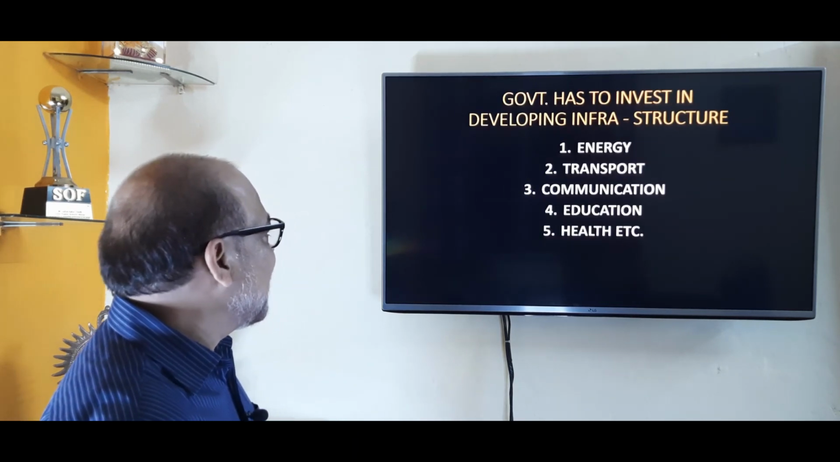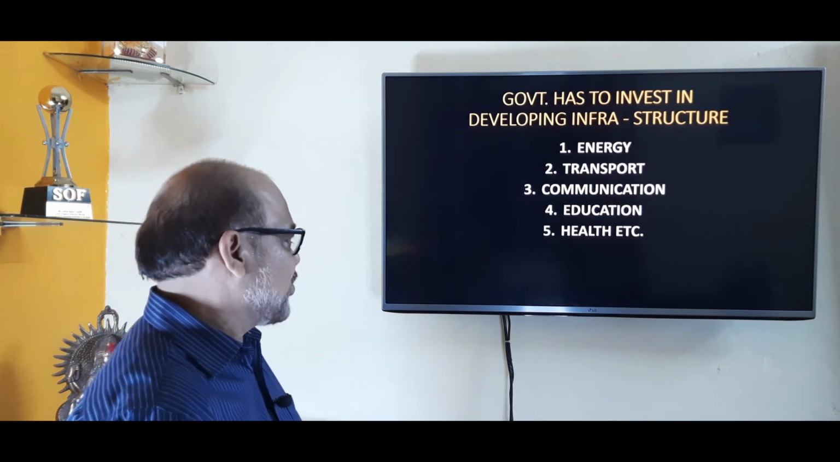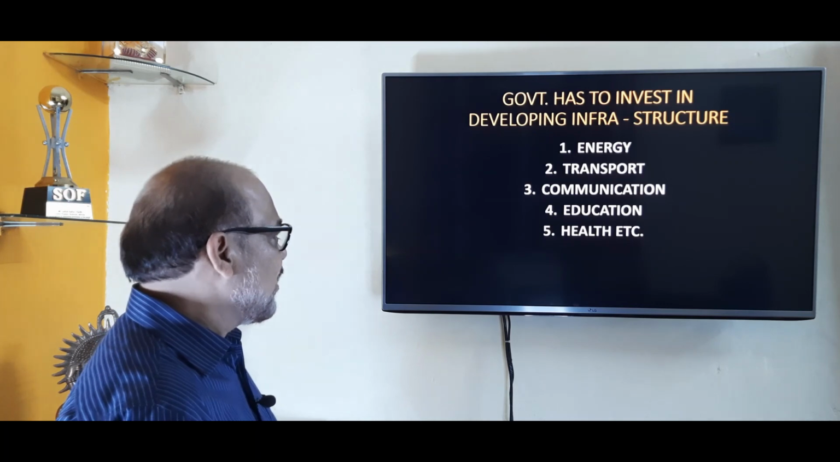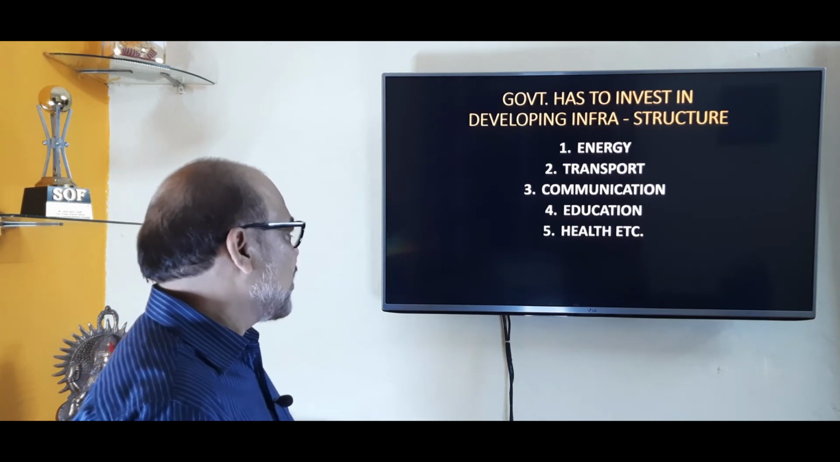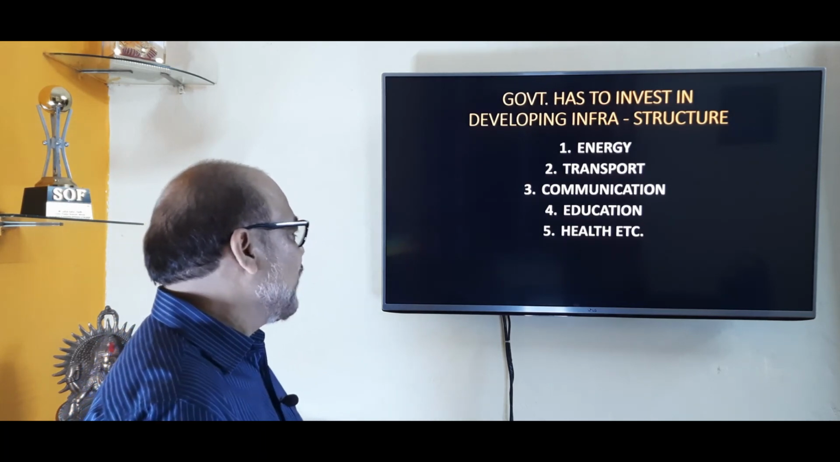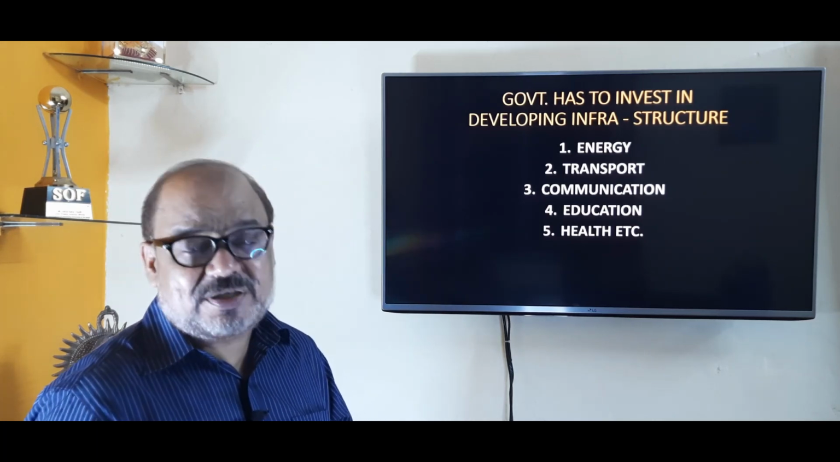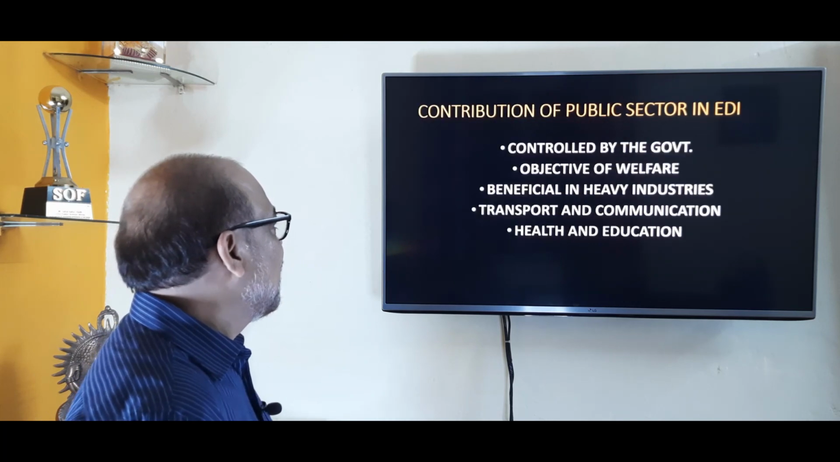Government has to invest in developing infrastructure. What kind of infrastructure? The 5 things are: number 1, energy; number 2, transport; number 3, communication; number 4, education; and number 5, health and other facilities.